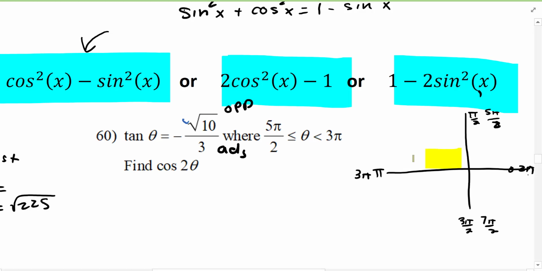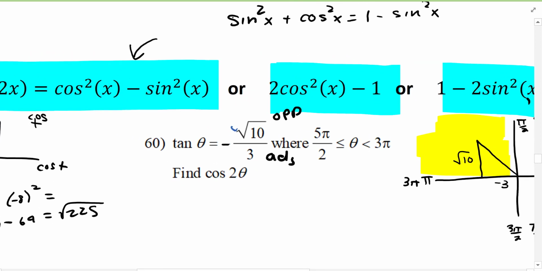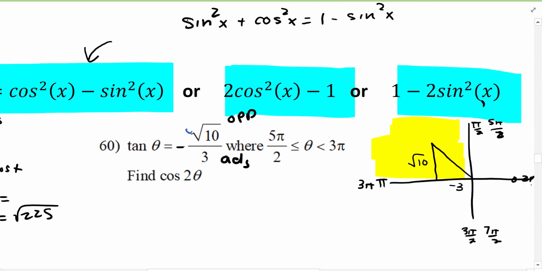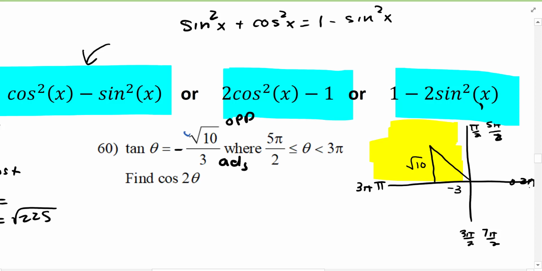So again, we're talking about this quadrant. And that's good because it does tell us that tangent is negative. And so when we draw our rectangle, the opposite side is root 10. That's positive because it's above the x-axis. And this right here is negative 3. And we need to find cosine of 2x.